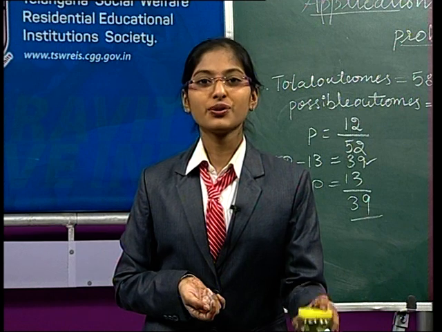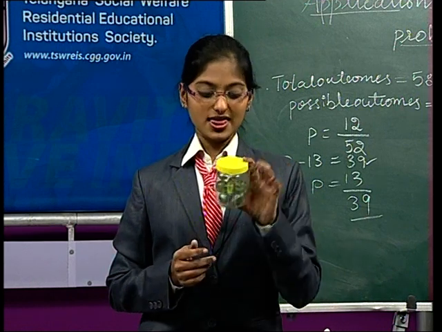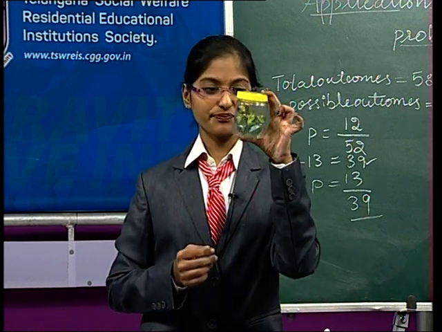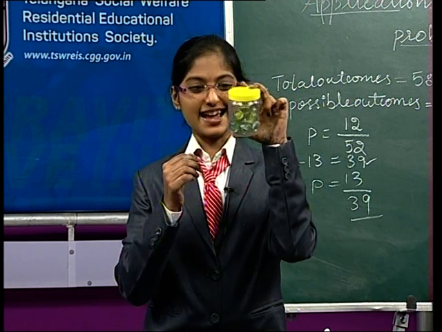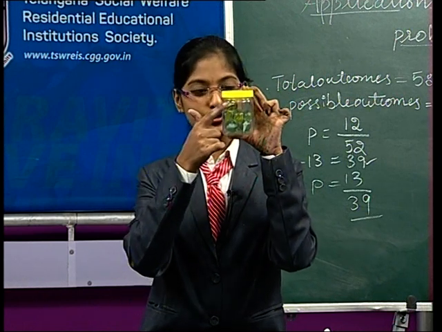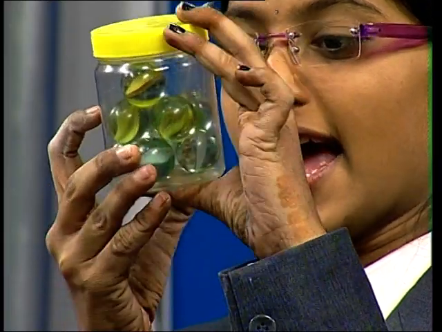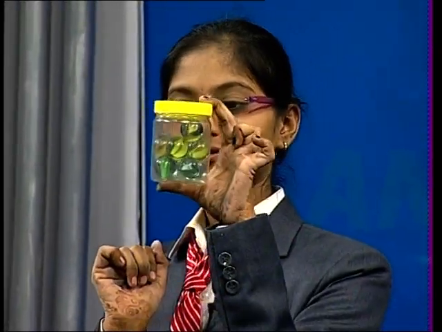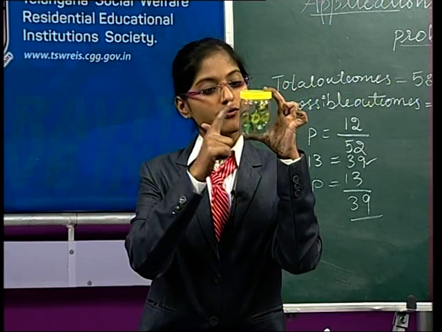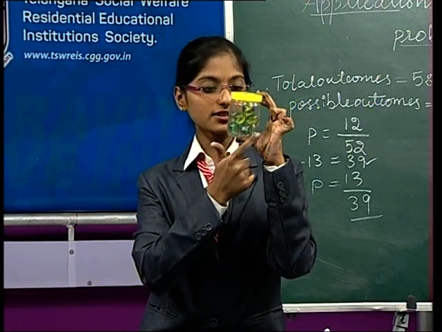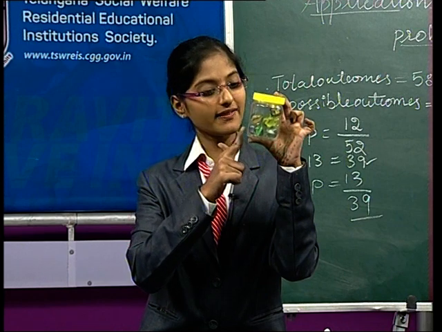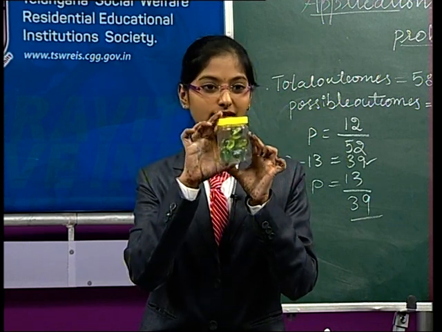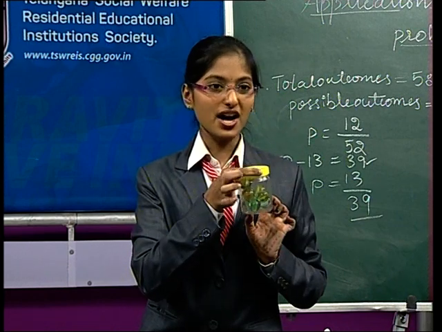And I am going to show you another example here. This jar has some marbles. Can anyone count this? Yeah, count it. There are 4 yellows, 2 greens and 3 blue ones. Total how many are there? 4, 7, 9. Total 9 marbles are there in the jar.